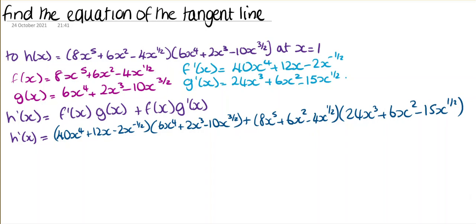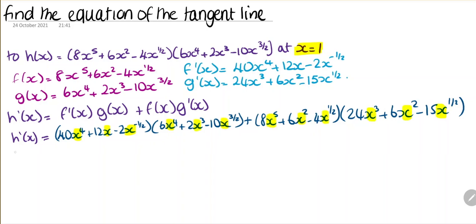Well, no, because we're finding the equation of a tangent line and we want it at x equal to 1. So instead of all our x's here, we're just going to substitute in the value 1, replacing all our x's with 1s. So 40 multiplied by 1 to the power of 4 is 40. 12 times 1 is 12. 1 to the power of negative a half is 1, so that's minus 2.